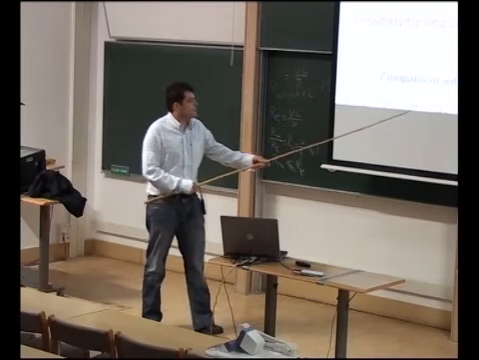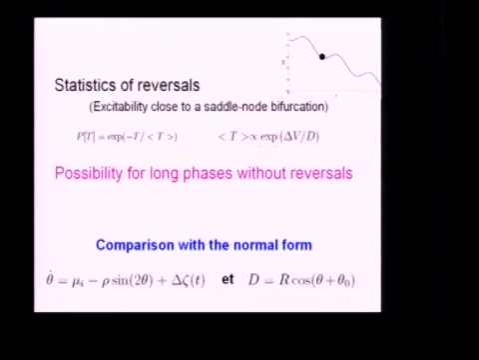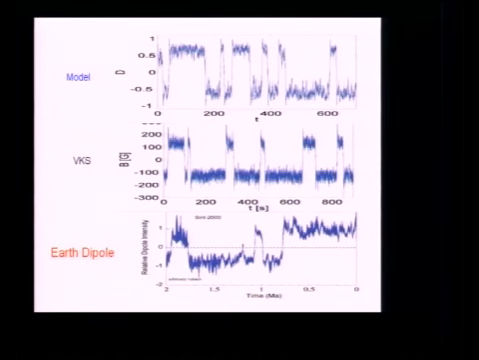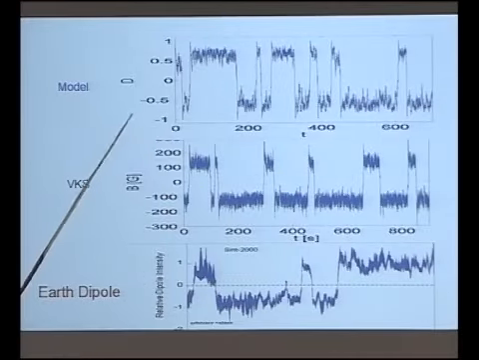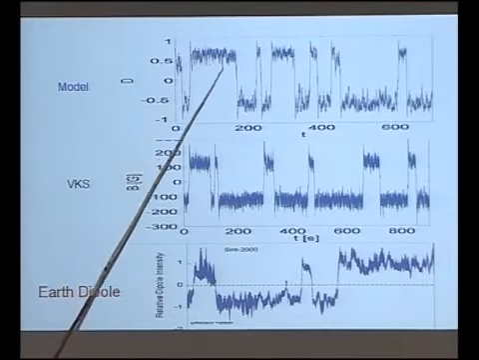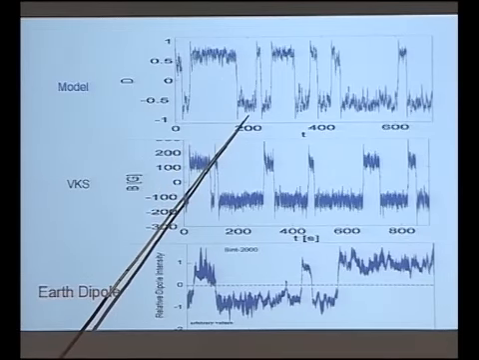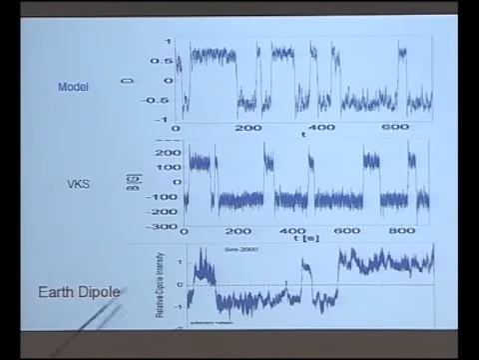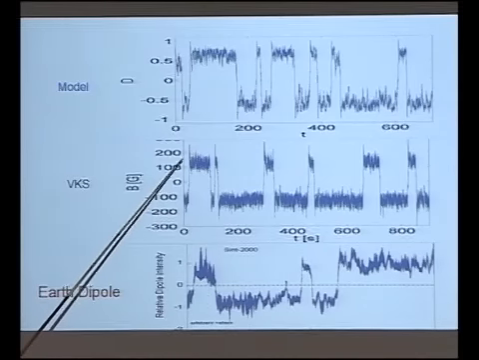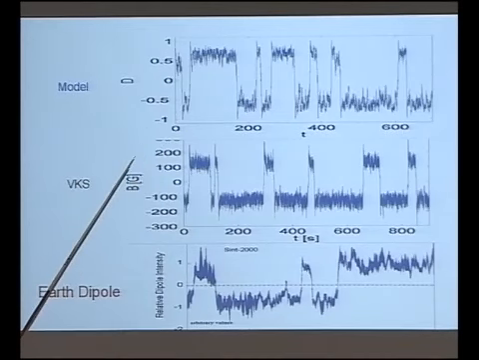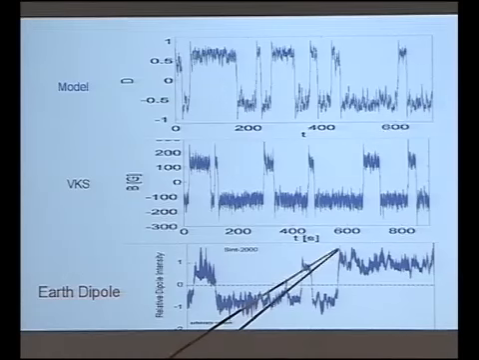Now if I want to compare the different systems that have reversals with the normal form, I just write the normal form with some noise terms. Zeta is a noise of some amplitude, and I define how the dipolar amplitude is related to theta, and I can simulate it and compare with what is observed in the model in VKS and for the Earth dipole. They're qualitatively similar, and they have long durations in one polarity, and then suddenly they reverse towards the other polarity.